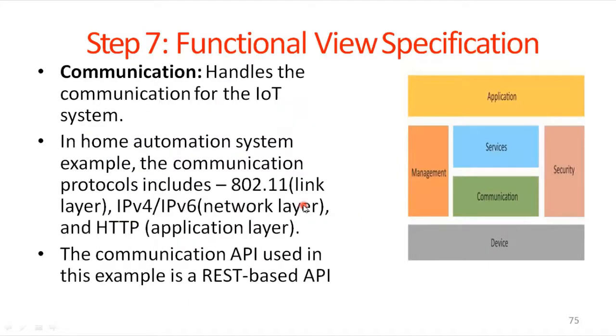And then coming to communication. How can you handle the communication between the different components of an IoT system? In the home automation system, the communication protocols include 802.11 as the link layer protocol, IPv4 or IPv6 as the network layer protocol, and HTTP as the application layer protocol. That means you will use these protocols for designing the home automation system. The communication API used in this example is a REST-based API.